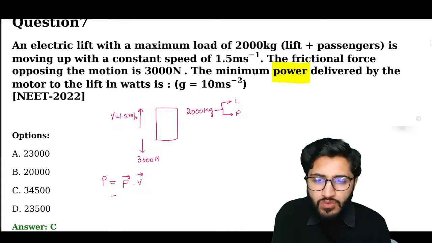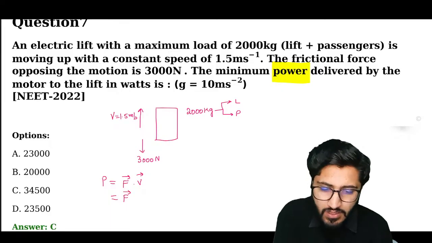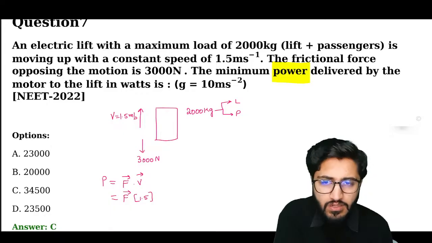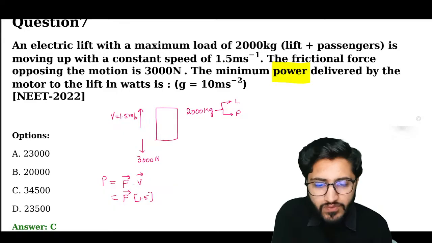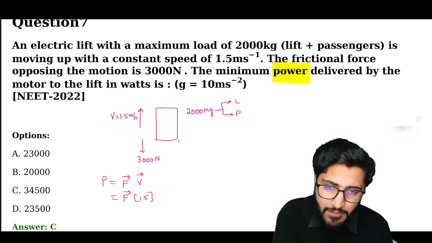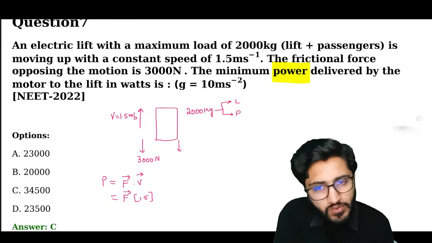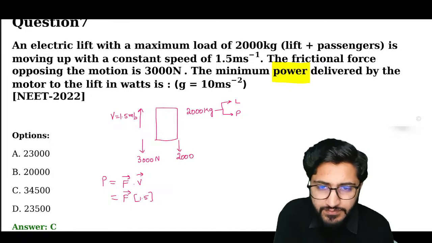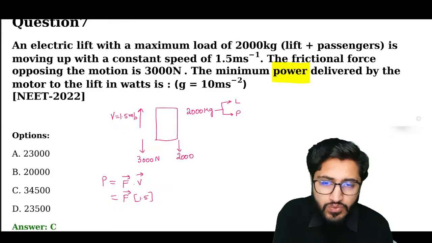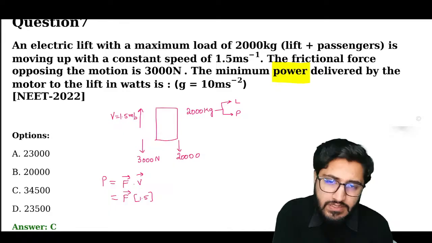Okay. So we don't know the value of force, so I will take the force as it is. Now, velocity is given to me, 1.5 meters per second. Look, 3000 Newton is acting downwards, and there is one more force, mg, that will also act downwards. It is 2000 kilogram into g, 20,000. This is the total sum now.